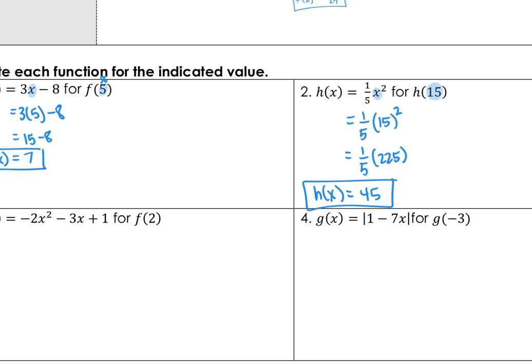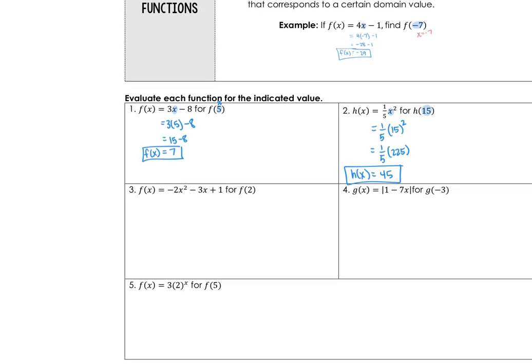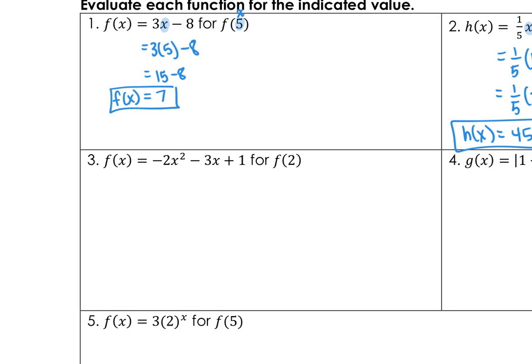So all we're doing is plugging in a number for x and using order of operations. That's it. And the number that you're plugging in for x is whatever's in the little parentheses. Number 3, another quadratic. F of x is equal to negative 2 times x squared minus 3x plus 1, and we're solving this for f of 2.